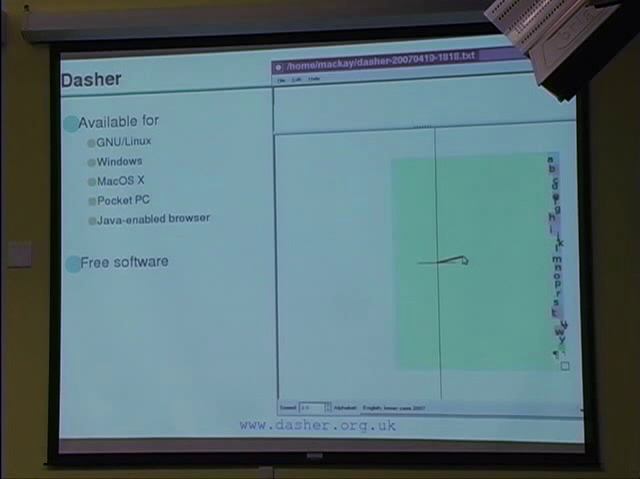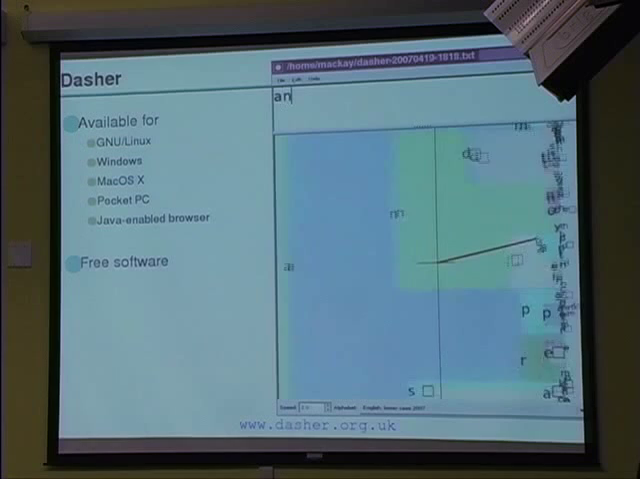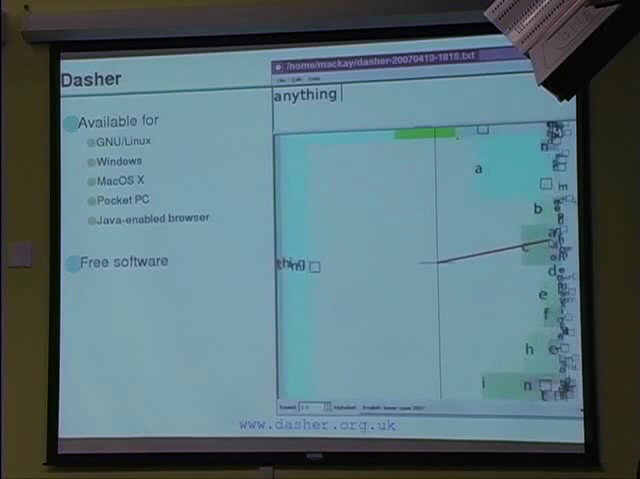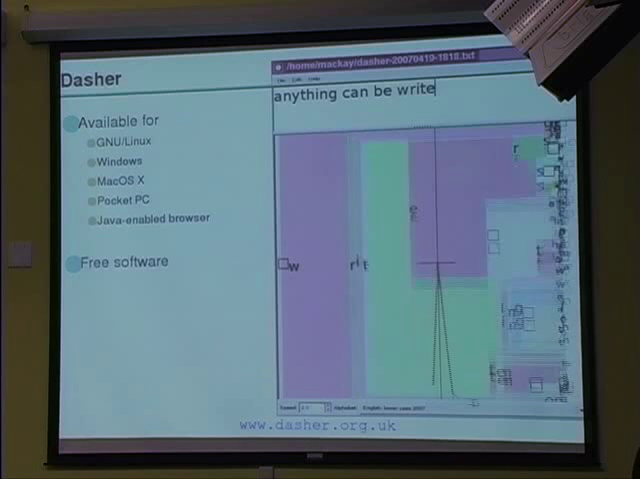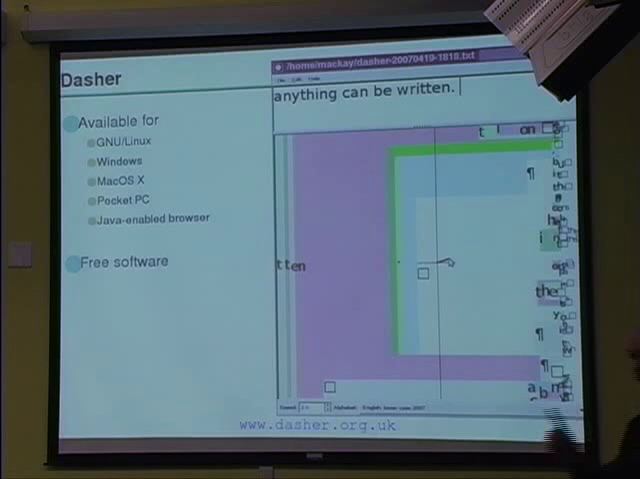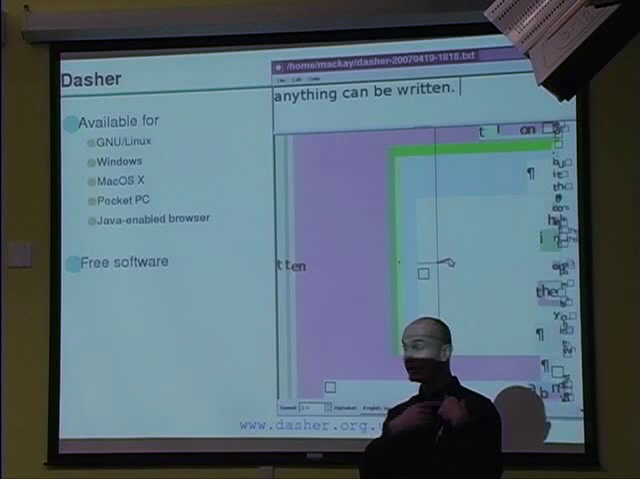OK, so let me write a sentence for you. I'll write, anything can be written. I'm doing this with one finger here, just moving the mouse around. Can be written, will be written. OK, so there, by moving my mouse on my touchpad, which is just this big, the same size as a lapel, I wrote a sentence.